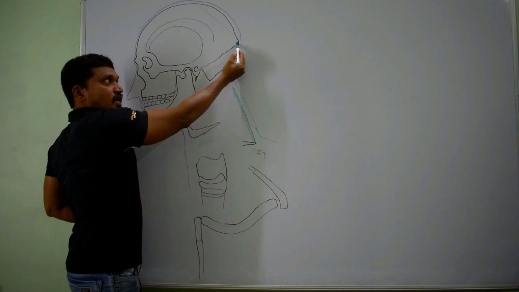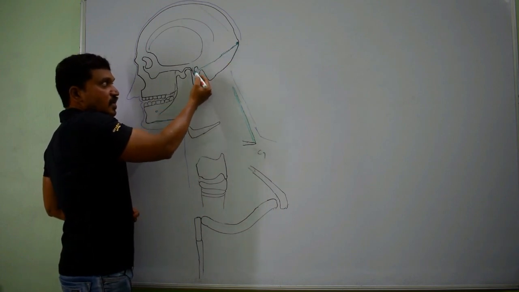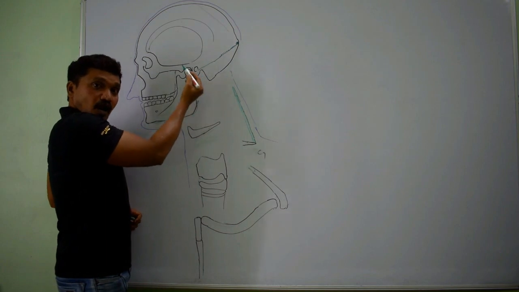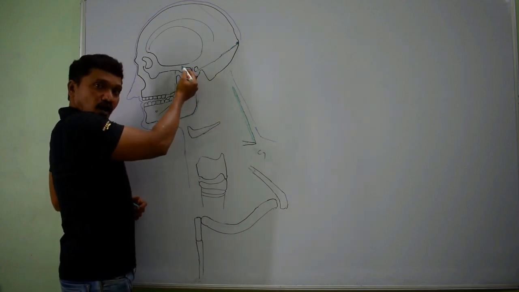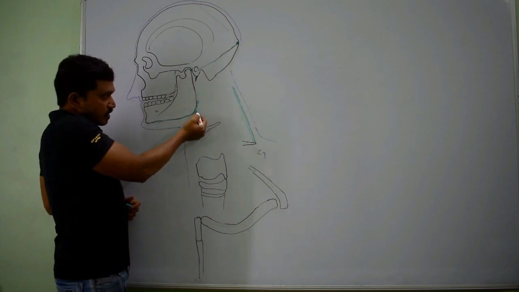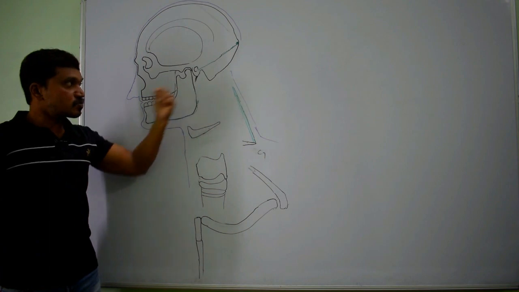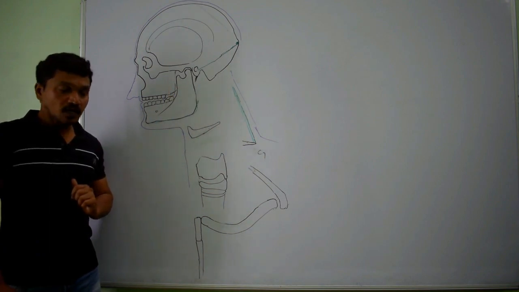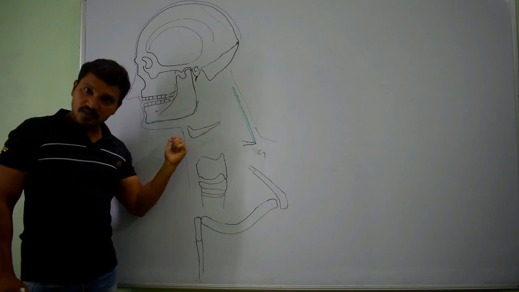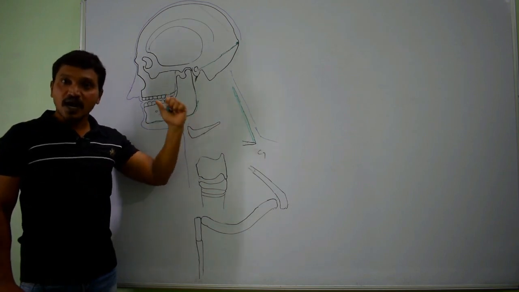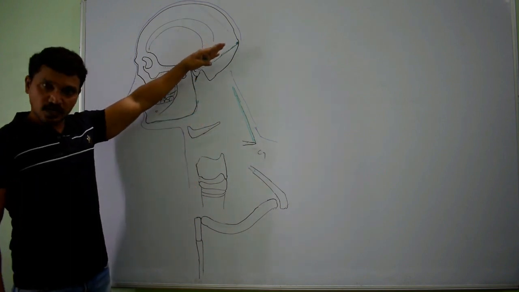Recollect. External occipital protuberance, superior nuchal line, mastoid process, external acoustic meatus, that means the cartilaginous part of the external acoustic meatus. Then, zygomatic arch. Then, angle of the mandible, base of the mandible, symphysis menti. These are the superior attachments, right? Otherwise, these are the bony landmarks which are giving attachment to the investing layer of deep cervical fascia superiorly.